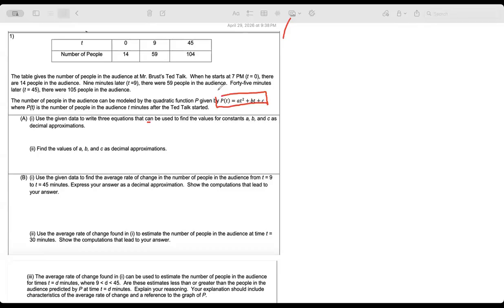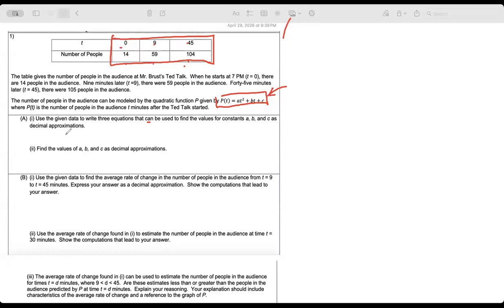by quadratic regression, okay? Is this calculator active? I thought it is a calculator active section. Calculator active means it's very easy, okay? Just type in, they have given that it follows quadratic regression, right, Advik? So go to the stat button, just type this table: 0, 14, 9, 59, 45, 104. Go to quadratic regression. What is the function you get?